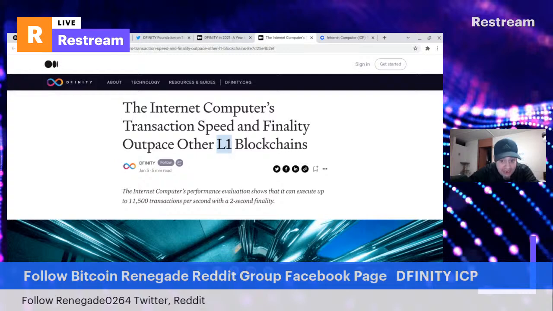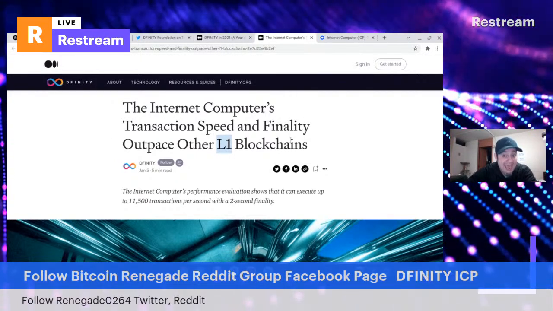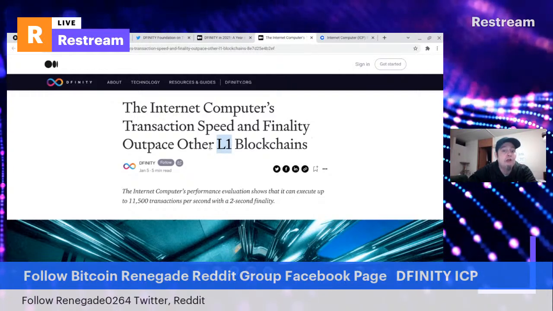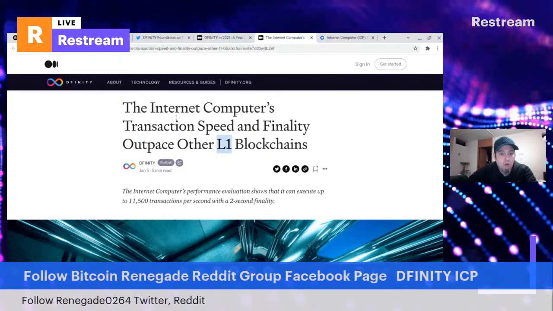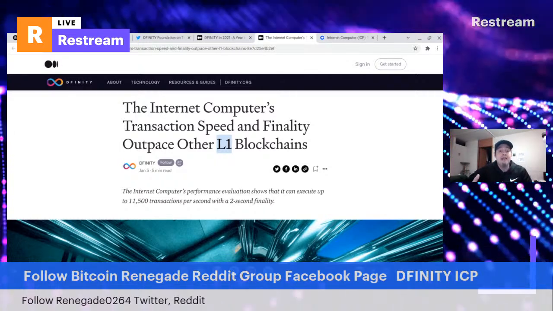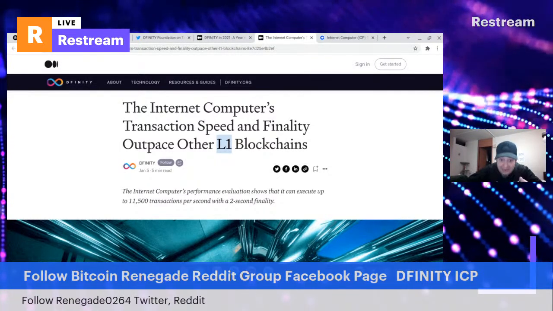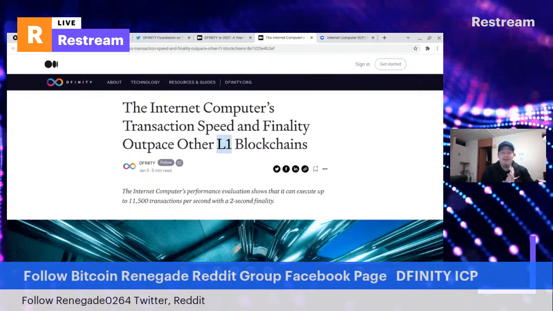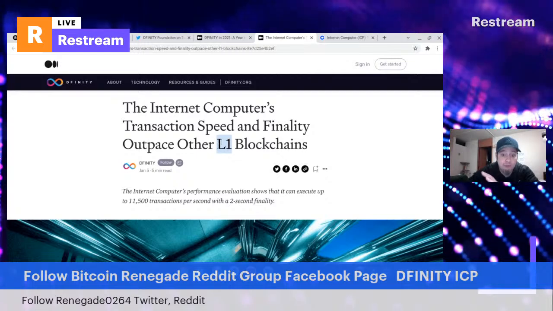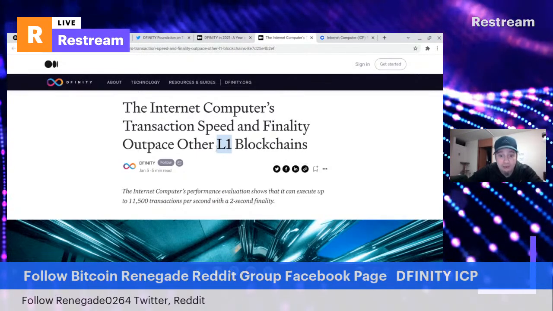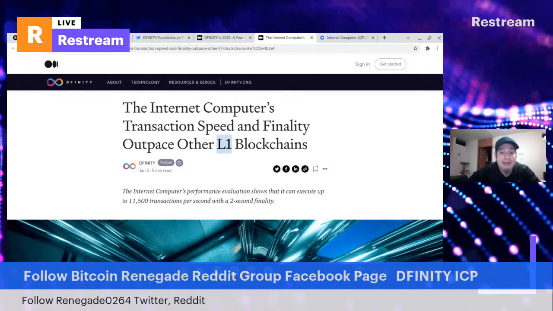They're their own blockchains. And so the Internet Computer's transaction speed and finality outpace other layer one blockchains. Well, what does that mean? The transaction speed. Remember, I was telling you they are the first blockchain to have web speed on their blockchain, which is unheard of before, and something that no one has been able to accomplish until Internet Computer. And that's why it is outpacing all the other layer one blockchains and why it went to $750 like that.